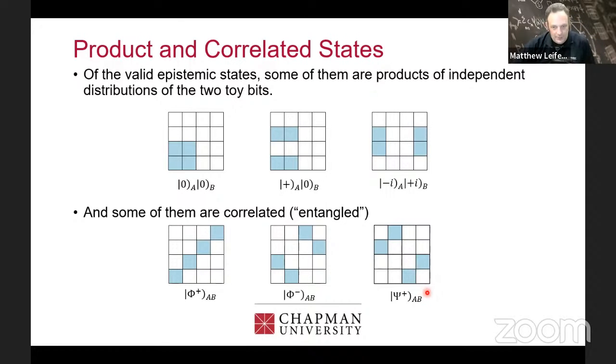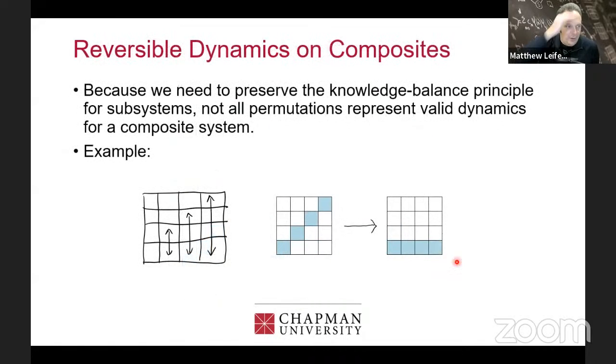Okay, so continuing on. These are going to be the analogs of the entangled states in the theory. Now let's look at dynamics on the composite system. Now we need to preserve the knowledge balance principle for subsystems, not just for the global system. So it's no longer the case that all permutations represent a valid dynamics for the composite system. For example, consider this permutation which switches these two, it switches these two, and it switches these two.